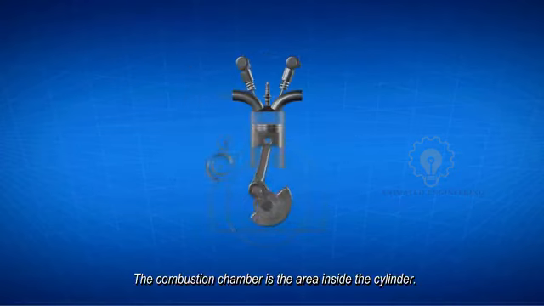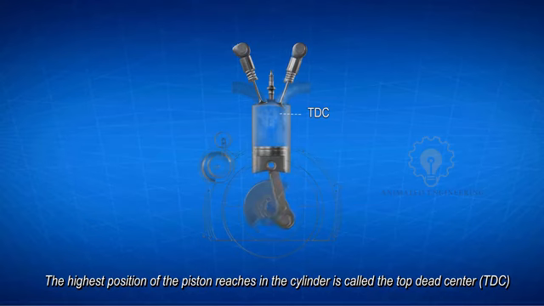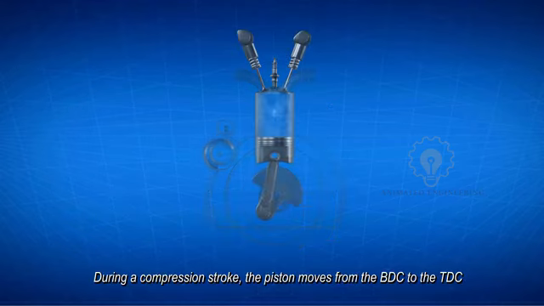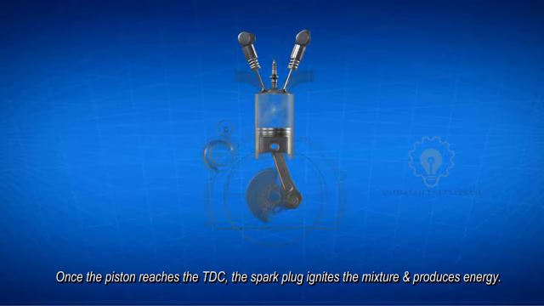Combustion chamber. The combustion chamber is the area inside the cylinder. The highest position the piston reaches in the cylinder is called the top dead center, and the lowest position is called the bottom dead center. During a compression stroke, the piston moves from the bottom dead center to the top dead center. This increases the pressure and temperature of the air-fuel mixture. Once the piston reaches the top dead center, the spark plug ignites the mixture and produces energy.